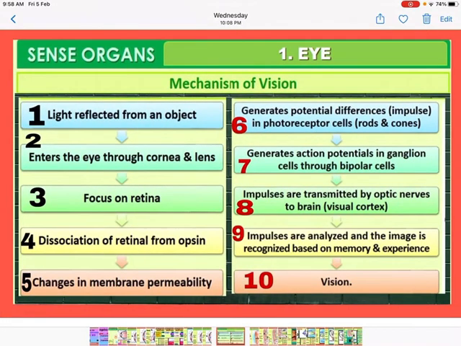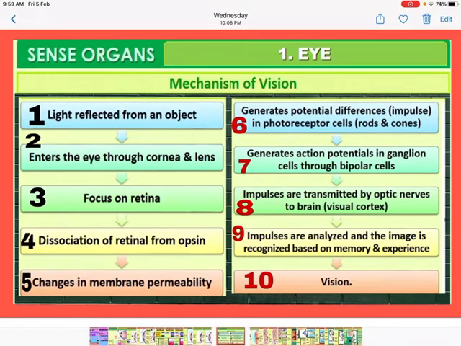Now come to the mechanism of vision. 10 points are written here. Start with point 1. Light reflects from the object and enters the eye, passing through the cornea and lens, and it focuses on the retina. The pigment on the retina breaks into retinal and opsin. As a result, the permeability of the membrane changes.